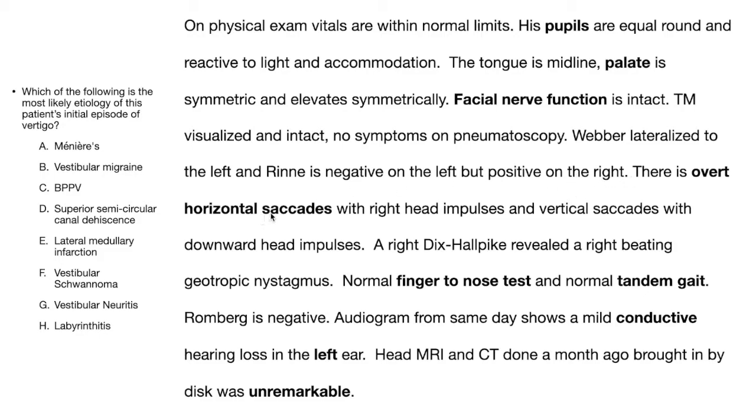There are overt horizontal saccades with the right head impulse test and vertical saccades with downward head impulses. A right Dix-Hallpike revealed a right beating geotropic nystagmus. Normal finger to nose test and normal tandem gait. Romberg is negative. Audiogram from the same day shows a mild conductive hearing loss in the left ear. Head MRI and CT done about a month ago, brought in by disc, were unremarkable.